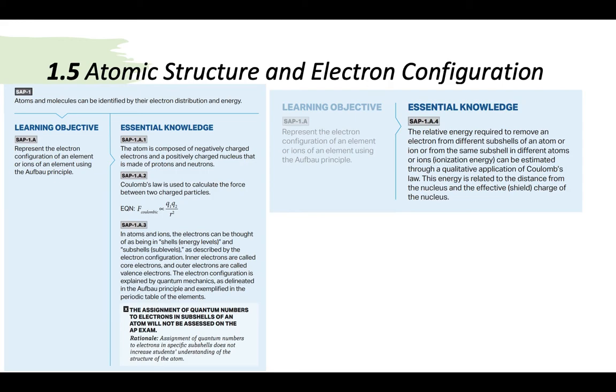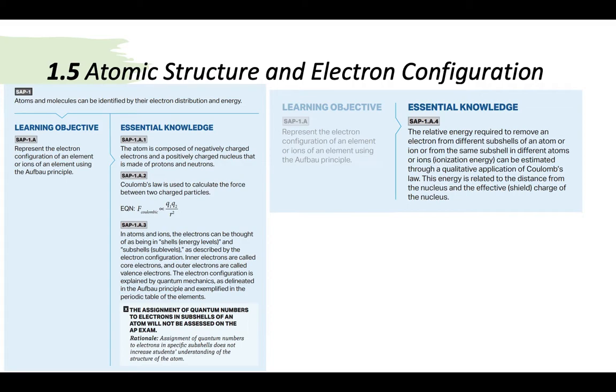Atomic structure and electron configuration. I think this is pretty straightforward. You do know how to do electron configurations. The assignment of quantum numbers to electron subshells of an atom will not be assessed on the AP exam. So you've got easier things to deal with. However, it will require more thinking. Things like applying Coulomb's law. And you have to just say, because of Coulomb's law, not just say "because of Coulomb's law" and stop.